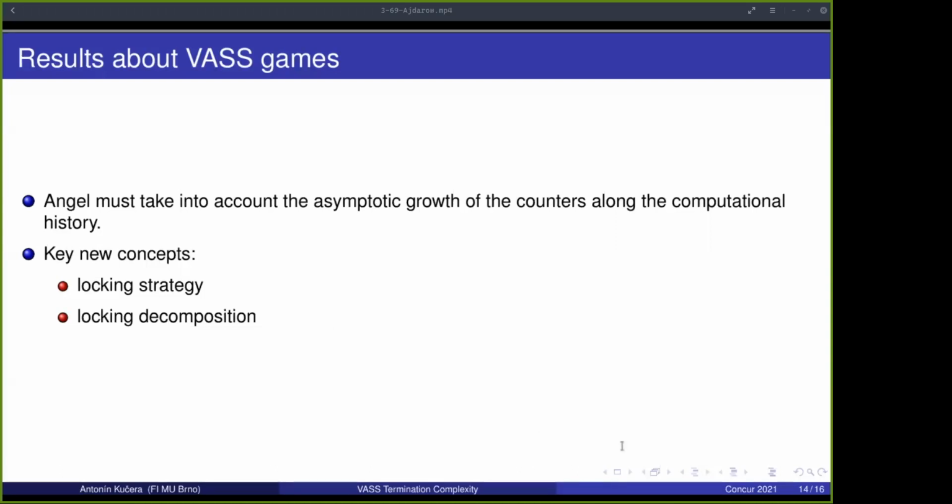And finally, we show that the player angel can commit even to a special type of locking strategies called simple locking strategies, where the selection of the lock transition depends just on the history of components in the locking decomposition visited by a computation. And this result allows to construct an alternating polynomial time algorithm that goes over the locking decomposition and searches for a suitable simple locking strategy. And since alternating polynomial time is the same as p-space, we obtain the upper bounds of theorem 2.